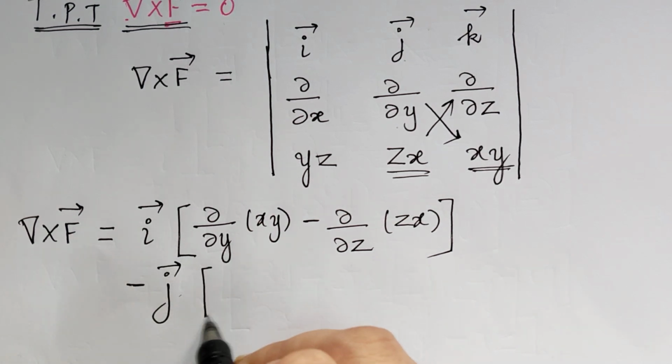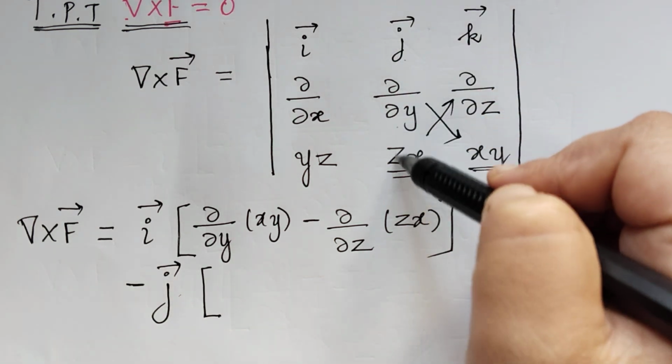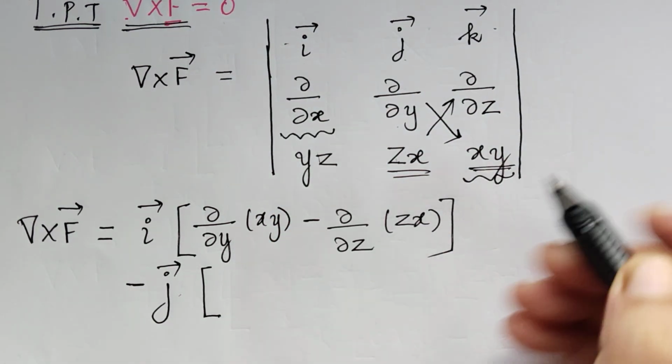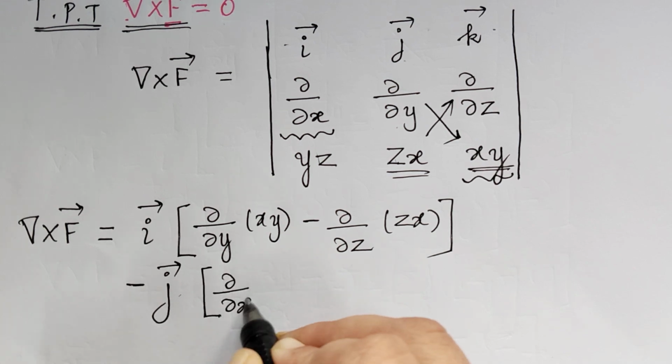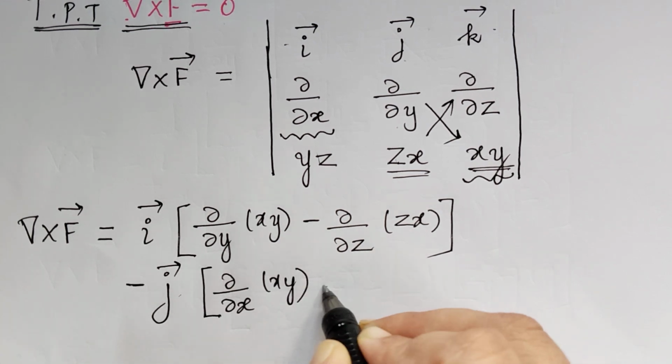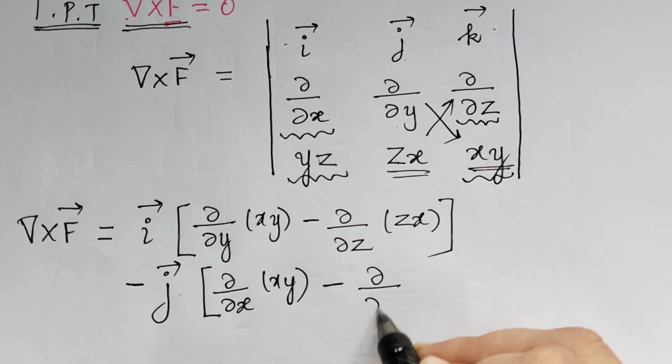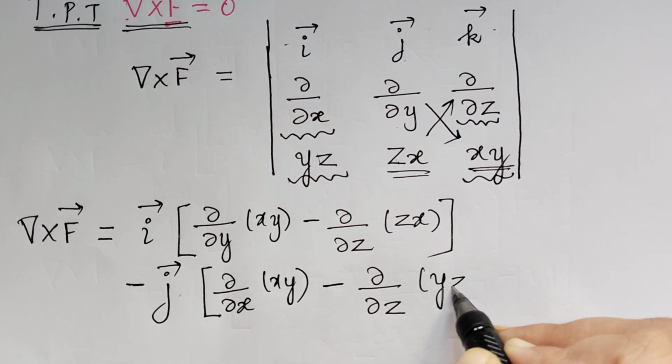So negative j vector multiplied with, we have to block this column and block this row. So it will be ∂/∂x of xy minus ∂/∂z of yz. So ∂/∂z of yz.